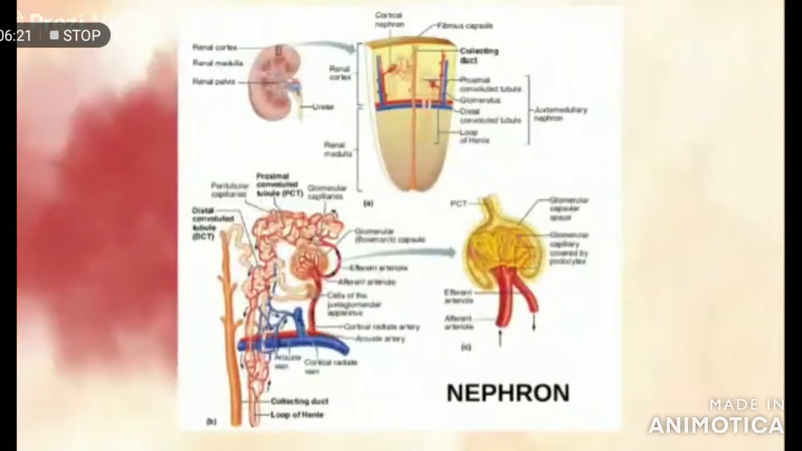Next is the nephrons. Each kidney contains over 1 million tiny structures called nephrons. Nephrons are structural and functional units of the kidneys and as such are responsible for forming urine. Each nephron consists of two main structures, a glomerulus, which is a knot of capillaries, and a renal tubule. The closed end of the renal tubule is enlarged and cup-shaped and completely surrounds the glomerulus. This portion of the renal tubule is called the glomerular or Bowman's capsule.